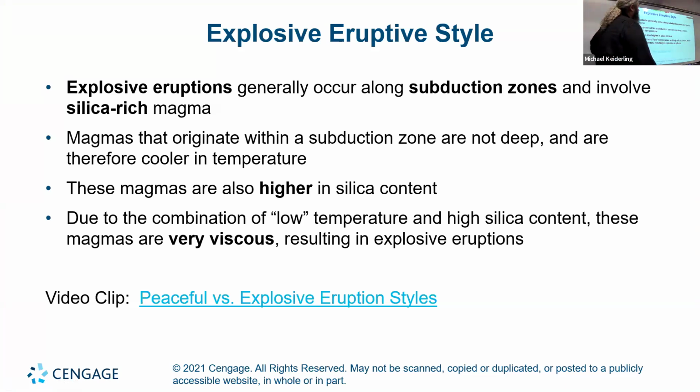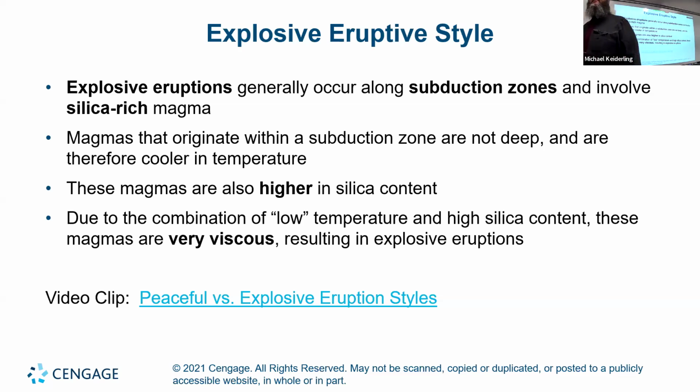Now, along subduction zones, where you have silica-rich magmas, you tend to get explosive eruptions. This magma is thick, it will block the tube, the vent of the volcano, and pressure can build up until, well, the top can blow off.